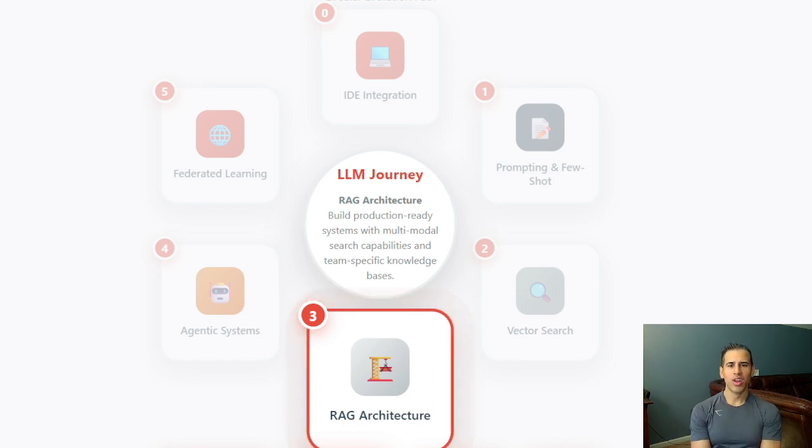So now, the next evolution after the RAG architecture in your LLM journey is the agentic systems. RAG is very powerful.